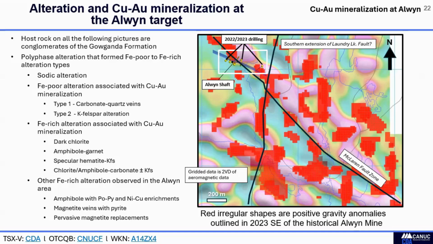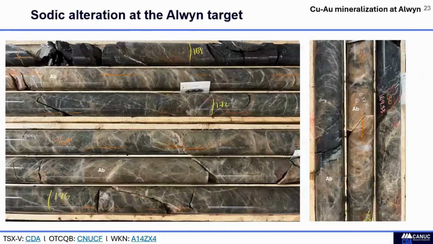So when we look at sodic alteration, a very classical visual expression: we see the Gowganda conglomerate progressively altered at variable intensity up to formation of albitites. It was not completely known before that this was affecting the area over such an extent, but now we see that there is strong and intense sodic alteration within the Alwyn area.